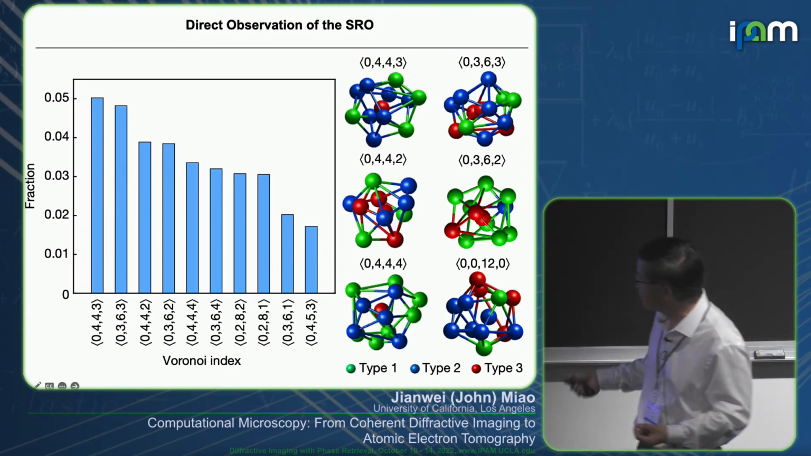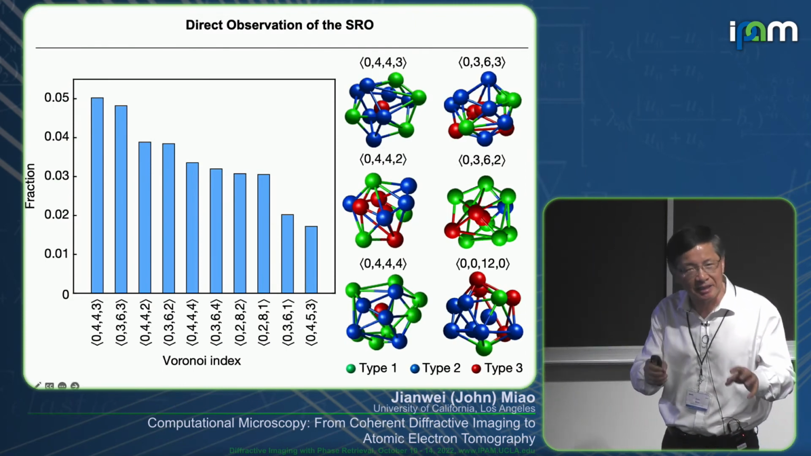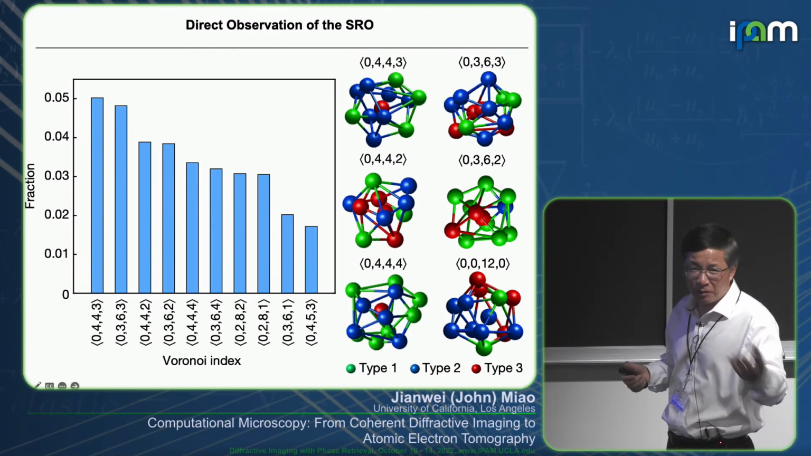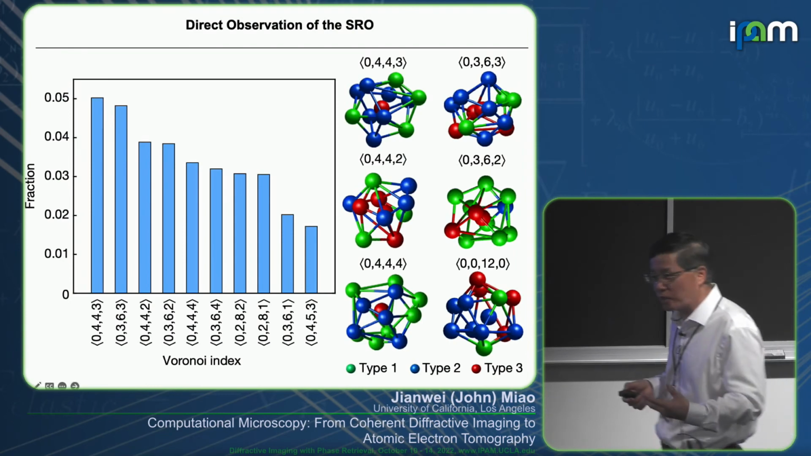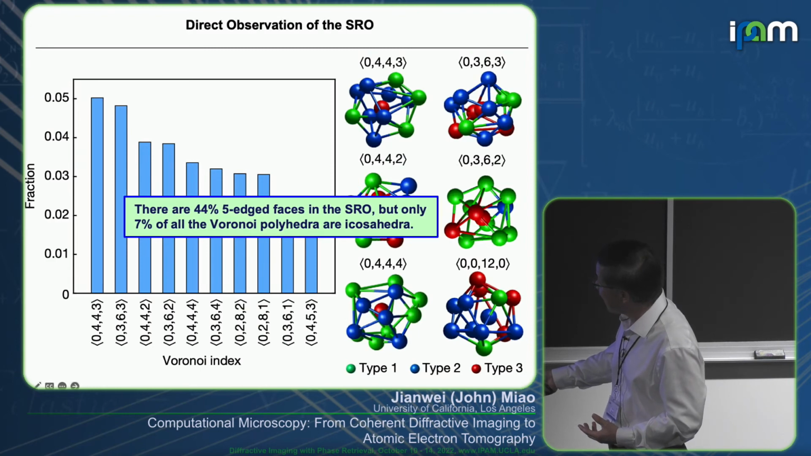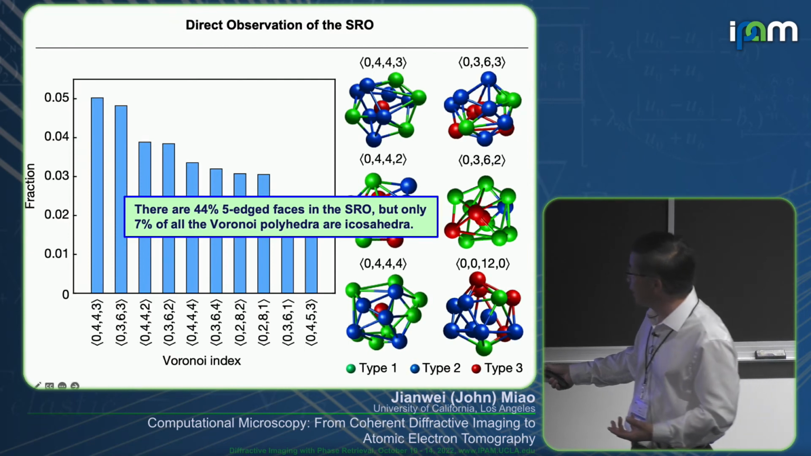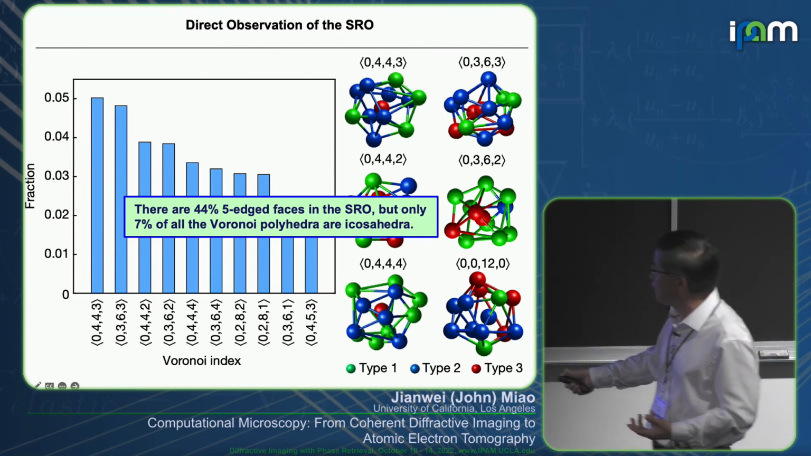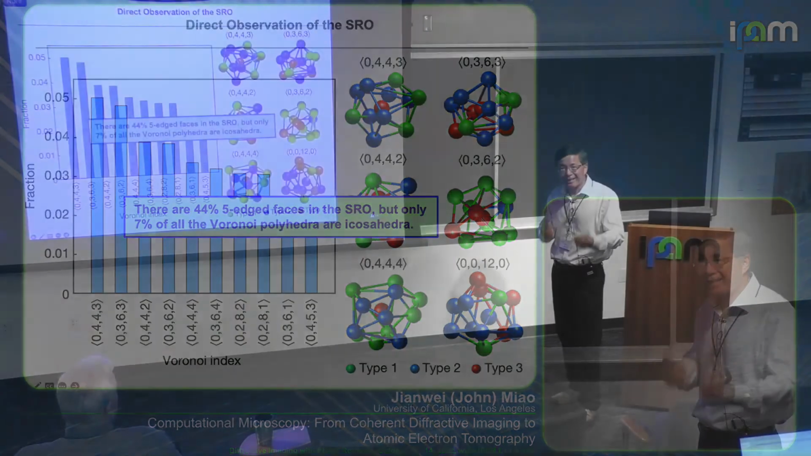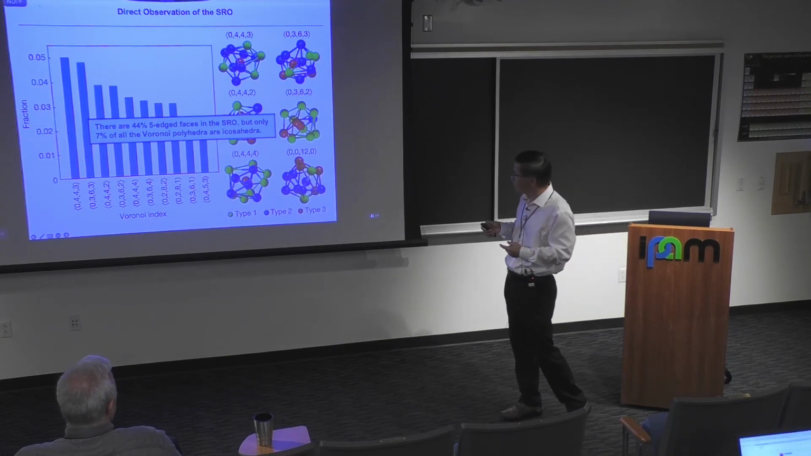This is all from experimental data. So we can look at all the different kinds of short range orders. Short range order is basically known by the community already, because they use some diffraction method, the first peak, the DFT. But the medium range orders are unknown. And we also find 44% of 5-edged faces, which means pentagonal bipyramid, right? In SRO, but only 7% of all Voronoi polyhedra are icosahedron. So most are pentagonal bipyramid instead of icosahedron. That's actually consistent across all different samples.